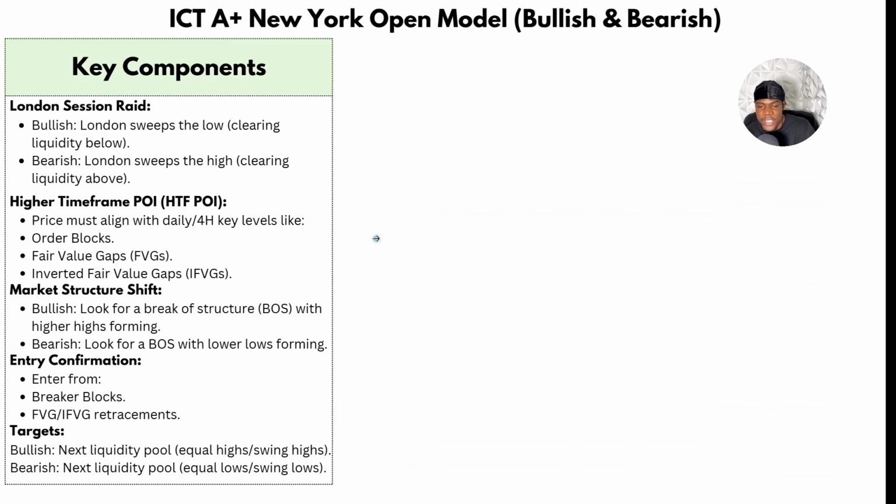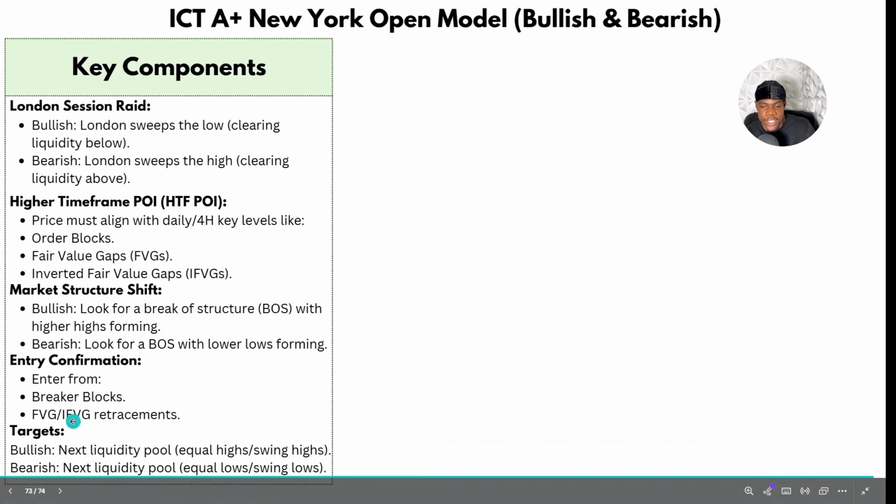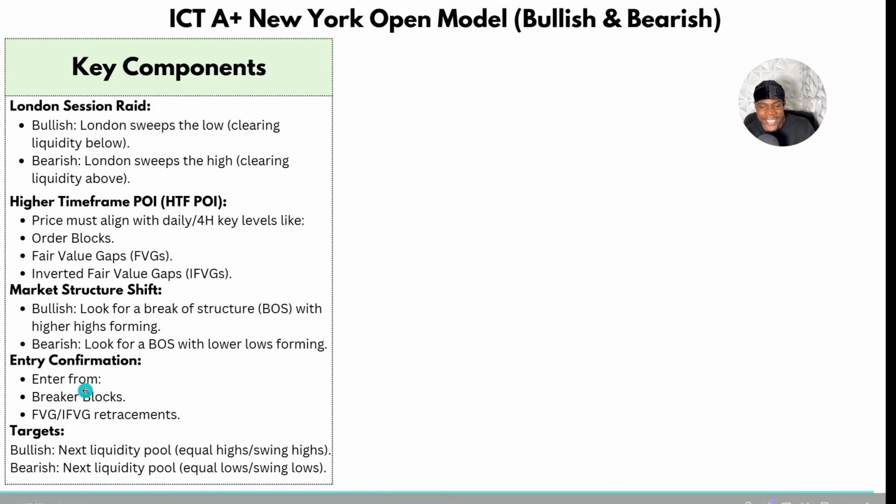And for your entry confirmations, just like I stated, we'll either use a breaker block, a fair value gap, or an inversion fair value gap for our retracements. And for our targets, for bullish days, we're targeting the next liquidity pool, equal highs / swing highs. But if we're bearish, we're going to target the next liquidity pool, equal lows / swing lows.